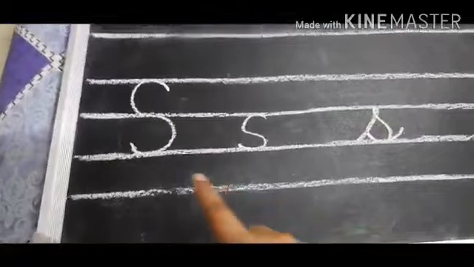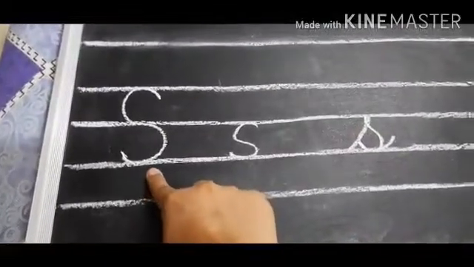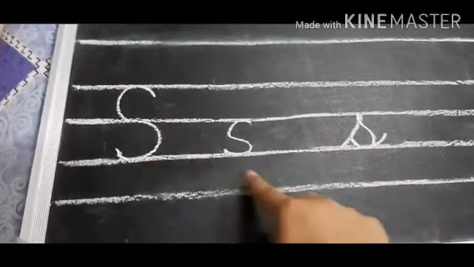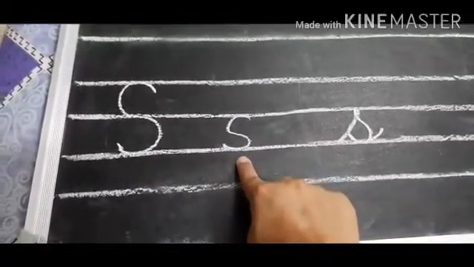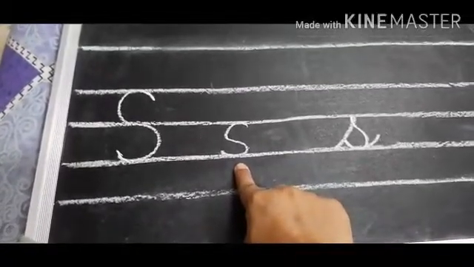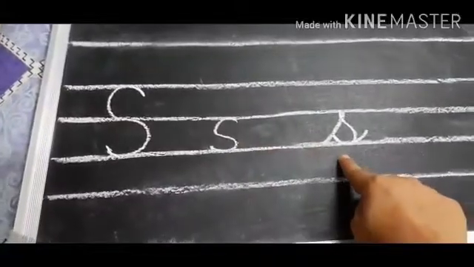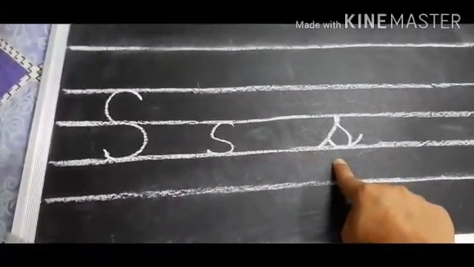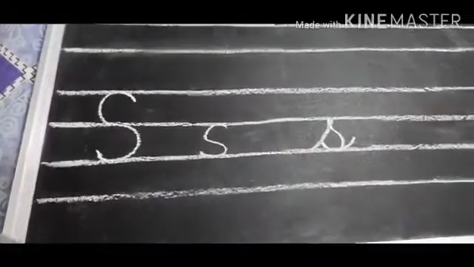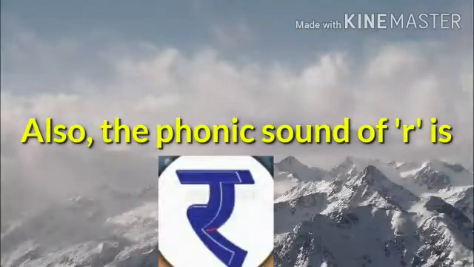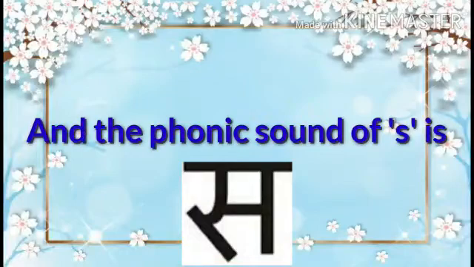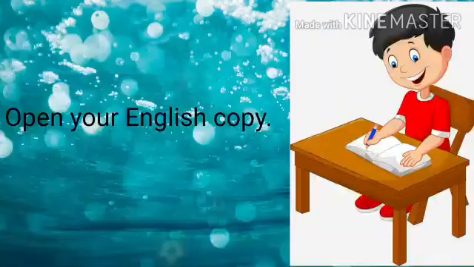Next, what is this? This is capital print letter S. Repeat, capital print letter S. Next, what is this? This is small print letter S. Repeat, small print letter S. Last, what is this? This is cursive small letter S. Repeat, cursive small letter S. Also, the phonic sound of R is Ra and the phonic sound of S is Sa.